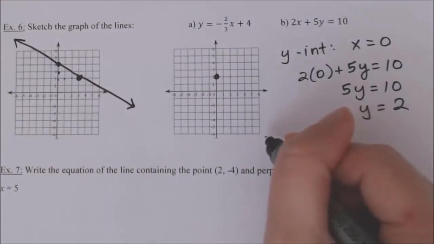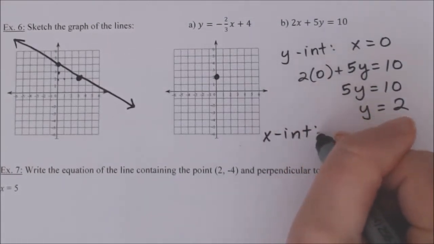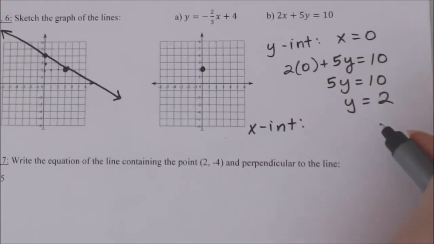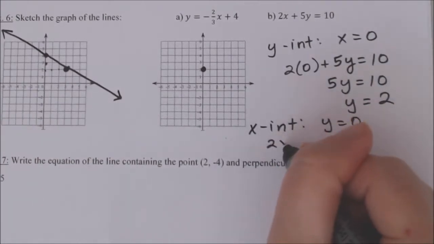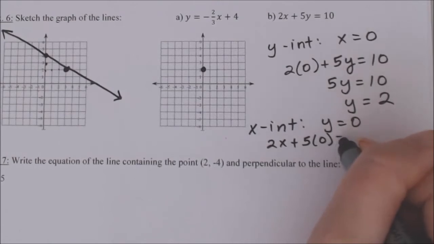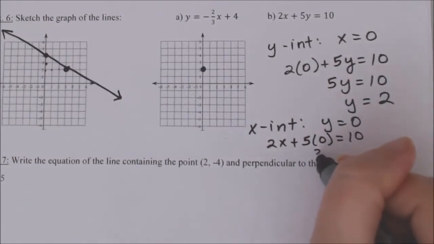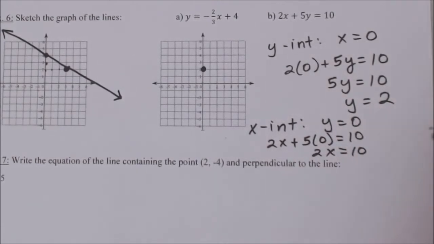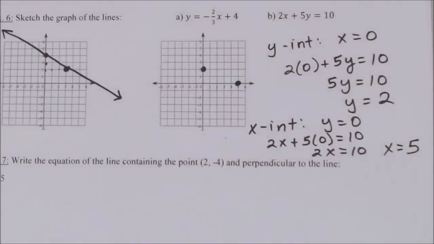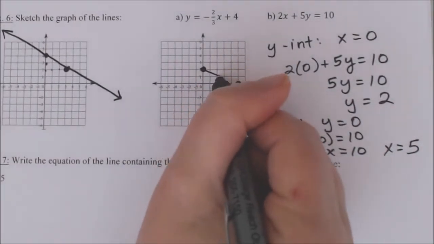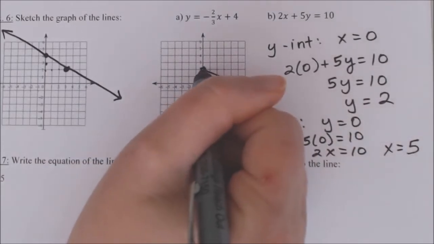For the x-intercept, remember we're going to let the opposite variable equal 0 when we get the intercept, so I'm going to let y equal 0. So we're going to have 2x plus 5 times 0 equals 10. So I get 2x equals 10. Divide by 2, I get an x-intercept of 5. So I'm going to go over to the x-axis and put a point on x equals 5. I've got my 2 points now, and I can draw my line.